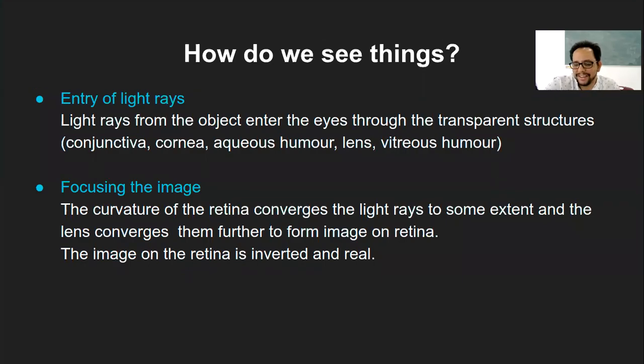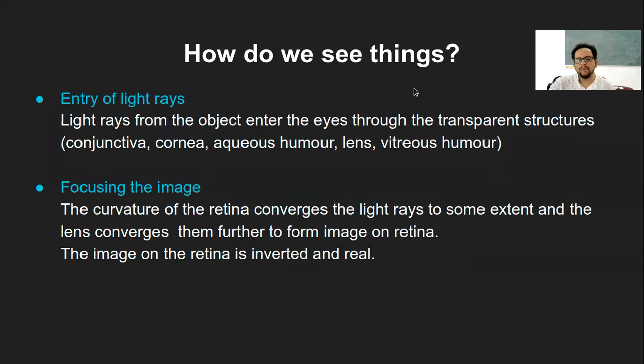Okay, so let's start with the continuation of the rest of the I part. So I'm not revising now anything from the last part. We'll directly start with how do we see things. So the first and simplest thing that happens is the entry of the light rays. Most of this you would know, but then you have to put it in a sequence.